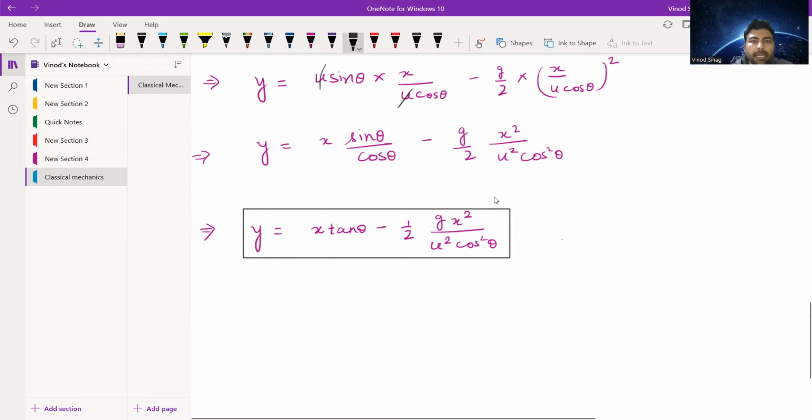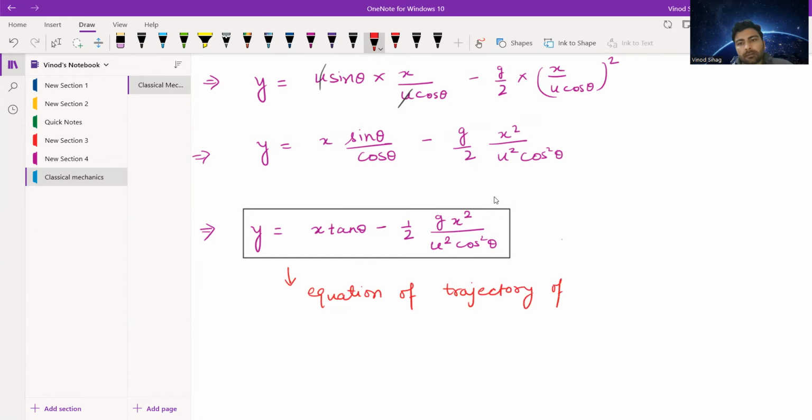Okay. And as you can see, this equation is nothing but the equation of trajectory of the projectile. This is the equation for trajectory of the projectile. Now our first task is done. We have determined the equation for the x coordinate and the y coordinate, and the relation between y and x also. Now we are going to see what type of path it will make.